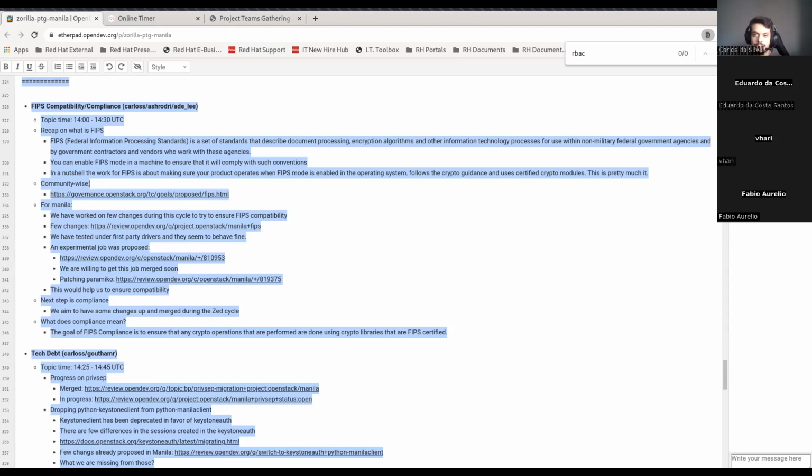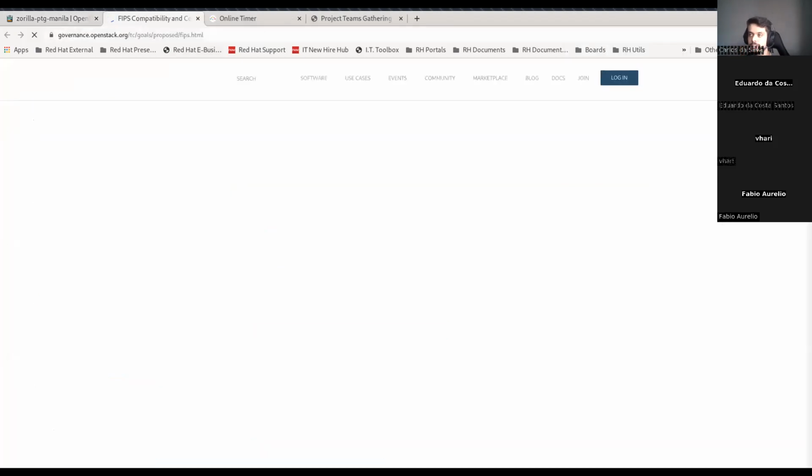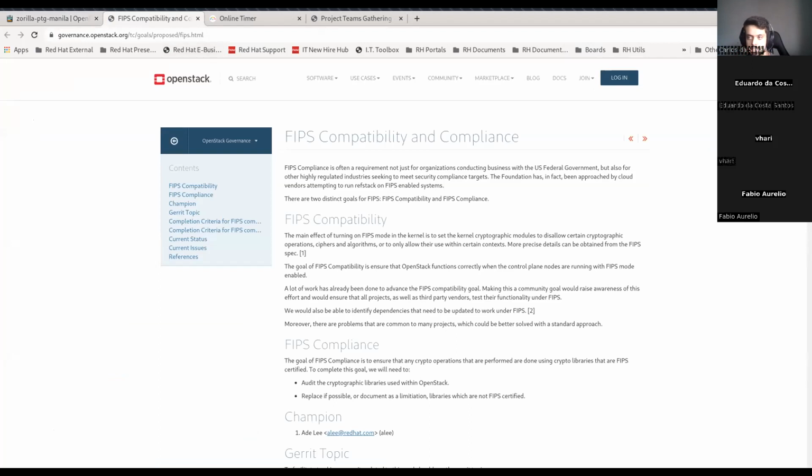In the last PTG, Gotham and Ade mentioned this possibly becoming a community-wide goal, and it actually became just that. Ade proposed the goal, and it was merged during the last cycle. You can access the goal here, and there is more information on what FIPS is, and what compatibility and compliance are. For compliance, we were trying to make some changes even in the previous cycle, and the main effect is on turning FIPS on in the kernel.